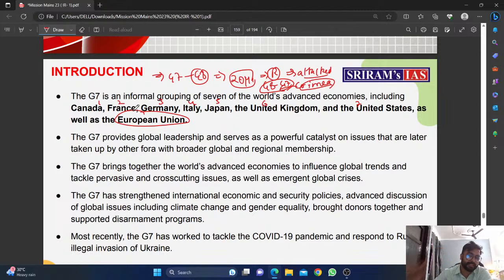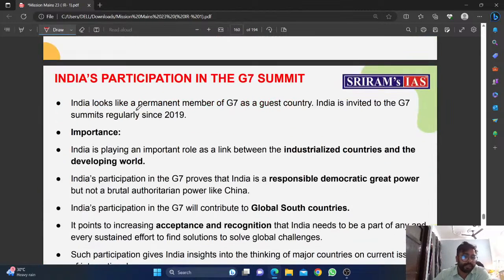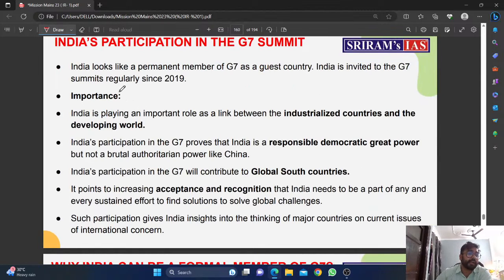Now why was this in the news? Because very recently G7's annual summit has happened. The 49th annual summit has happened in Hiroshima, Japan.